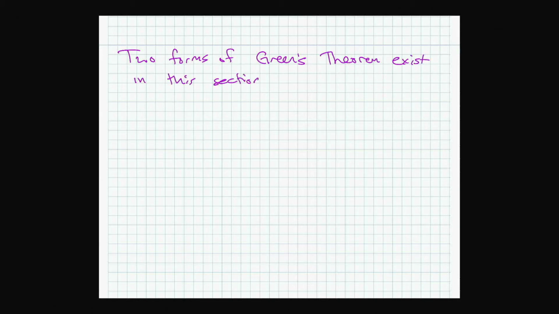All right. Now, I'm not going to do this quite the way the book does. I mean, mostly we will. But one thing I want to get across early is that there's going to be two forms of Green's theorem that will exist for us in this section. They are what we're going to call the circulation form and the flux form.